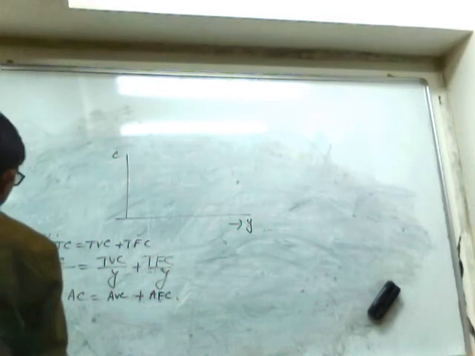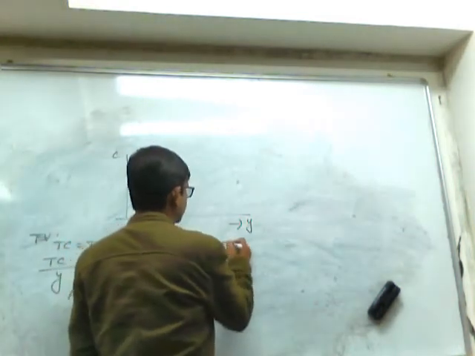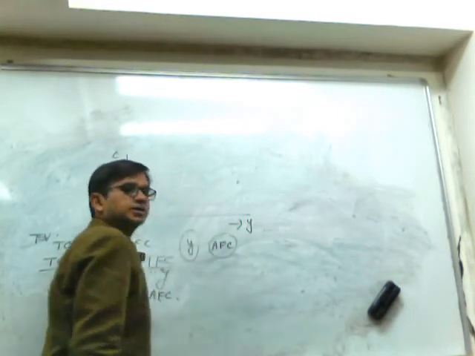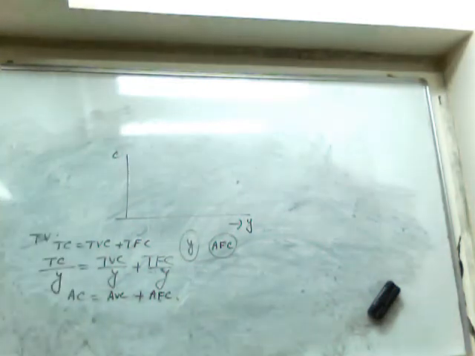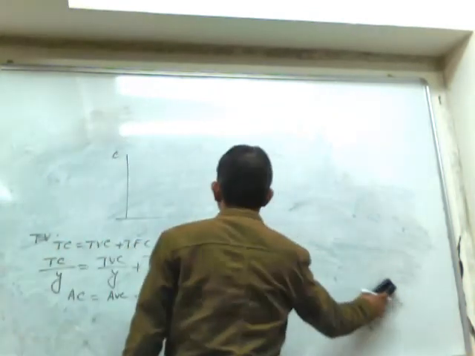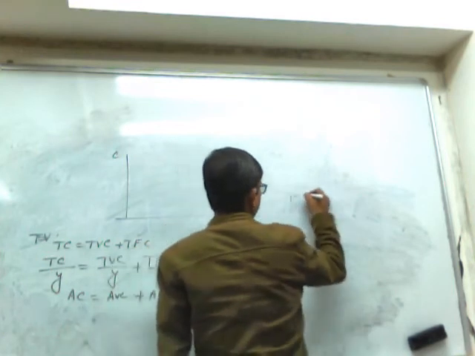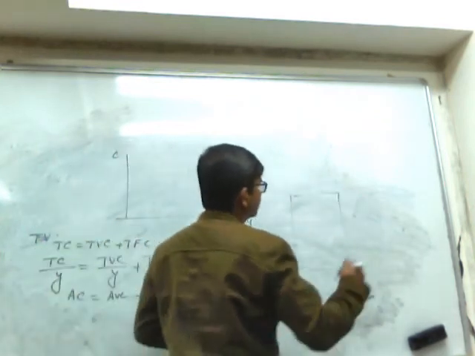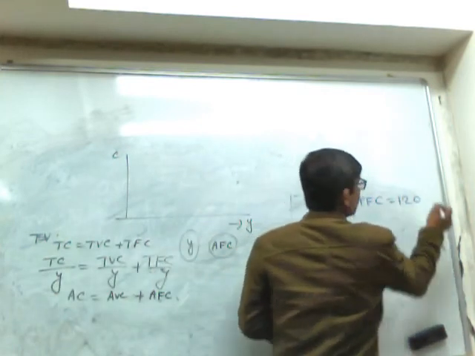Now, first let us discuss the relationship between Y and AFC. How does the average fixed cost change along with the change in the level of output? First, we want to see it. I am giving just one example. Let us consider, suppose that TFC equals 120.